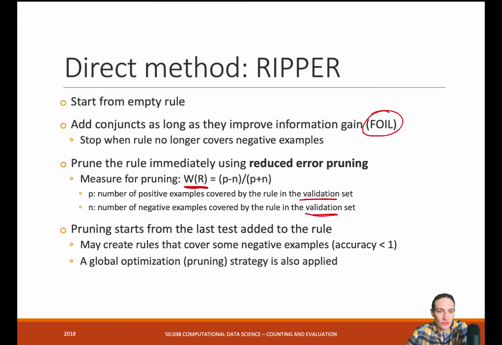So pruning starts from the last added test to the rule. Meaning, you have all these conjuncts in your rule, this and this and this, and the last of these conjuncts is where the pruning starts. So it may create rules that cover some negative examples, thus actually lowering the accuracy. And Ripper also implements a global optimization or pruning strategy after all of the learning is done.